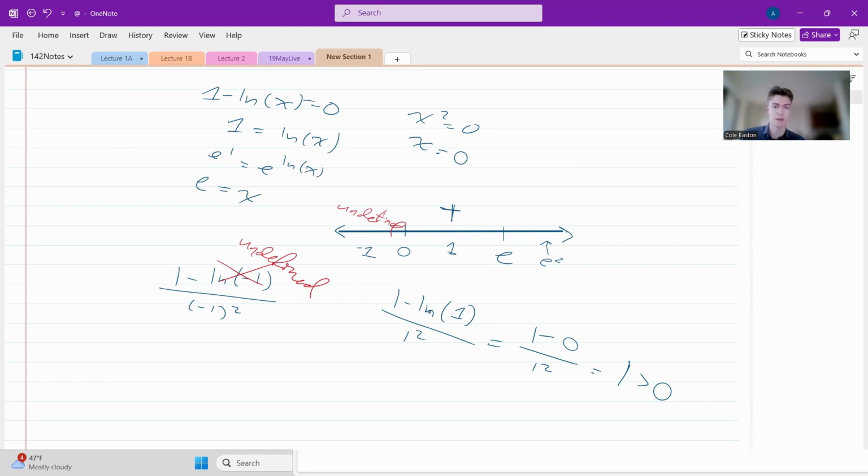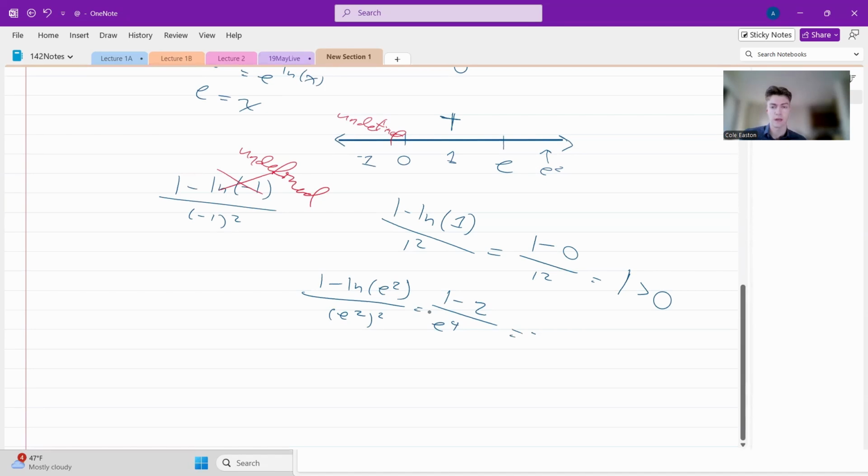And then let's try that last interval. So we'll say 1 minus ln of e squared over e squared squared. So that's 1 minus, what power do I have to raise e to get e squared? 2 over e to the 4th. And so that is -1 over e to the 4th. And so e to the 4th is positive, so it's -1 over some positive number, so that's going to be a negative number. And so we're negative in this interval here.